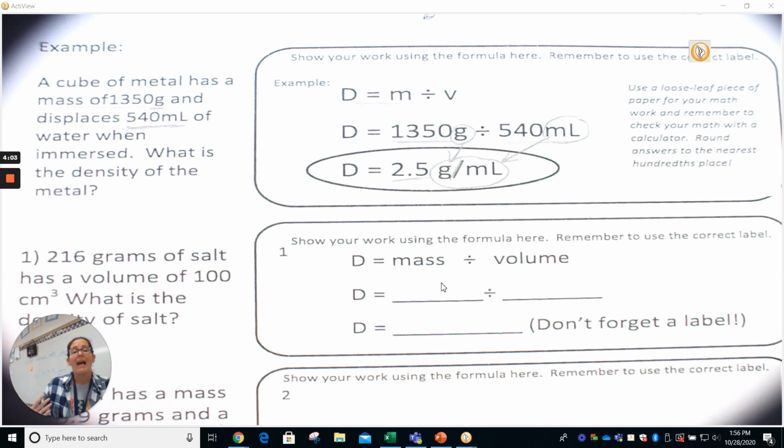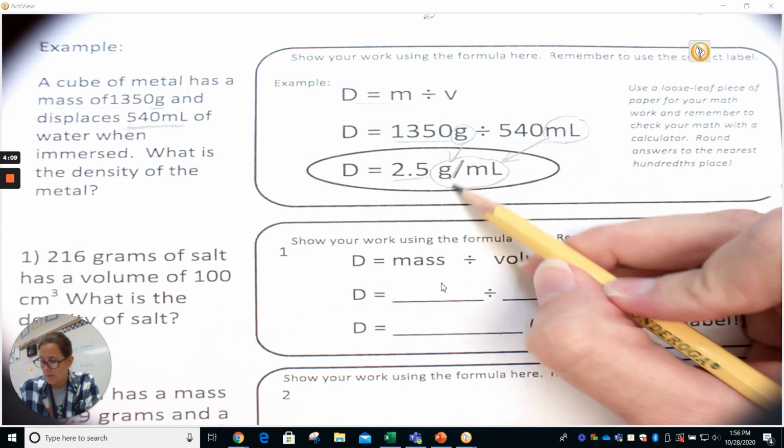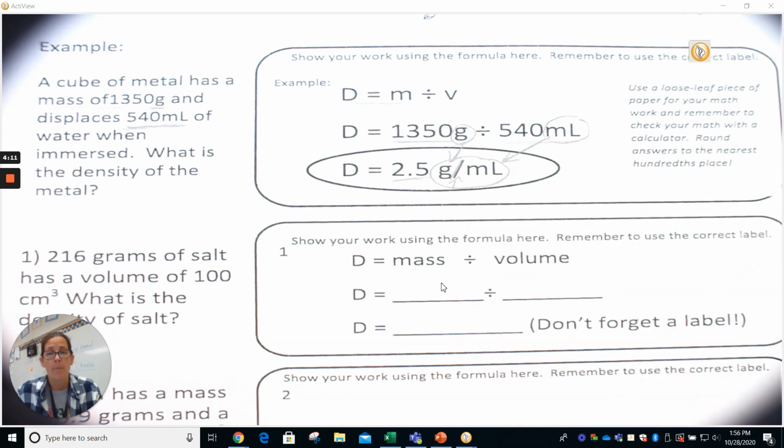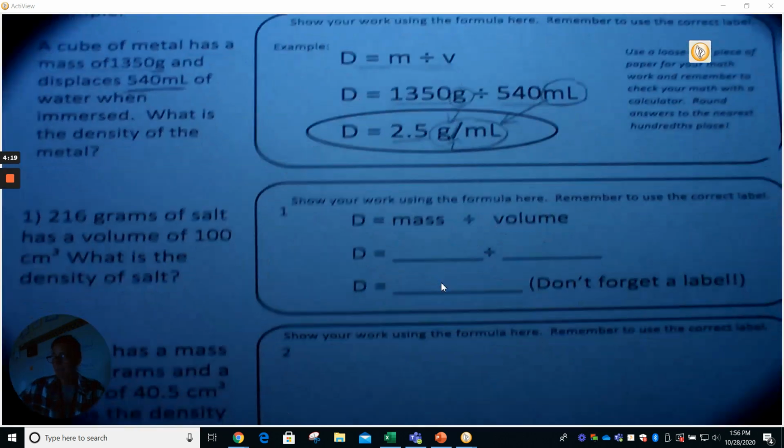This is science. This isn't just math class. So we're going to use those units and we're going to speak correctly. That slash right there, how are we going to say that again? Per, exactly. So 2.5 grams per milliliter. All right, let's look at this second one here.